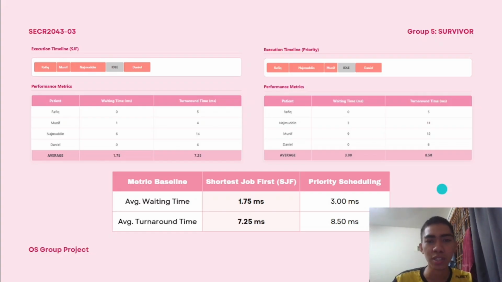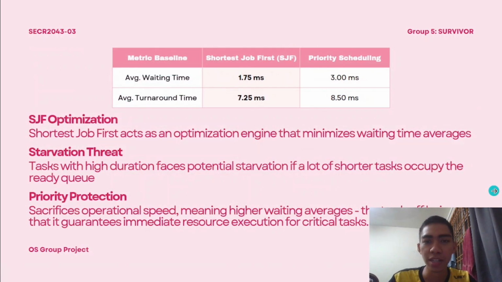Under our shortest job first run, the system achieved an optimized average waiting time of just 1.75 milliseconds and average turnaround time of 7.25 milliseconds. However, when switching over to priority scheduling, our average waiting time climbed to 3 milliseconds and turnaround average rising to 8.5 milliseconds. So, this result perfectly illustrates the theoretical core of CPU architecture.